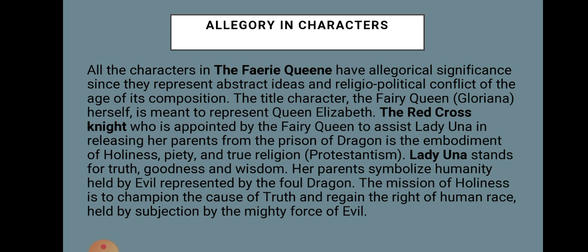First of all, there are certain major, important characters, and these characters stand for something. All the characters in the Fairy Queen have allegorical significance since they represent abstract ideas and the religio-political conflict of the age of its composition. So they are going to reveal their religious and political backgrounds. They are not simple characters, they are round, complex characters. Complex characters means they have a lot of things to symbolize, a lot of meanings associated with them.